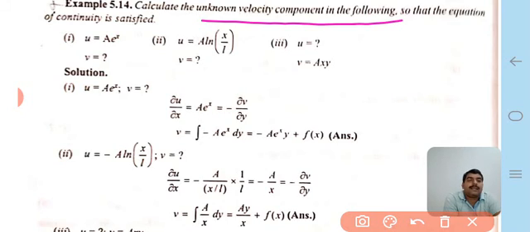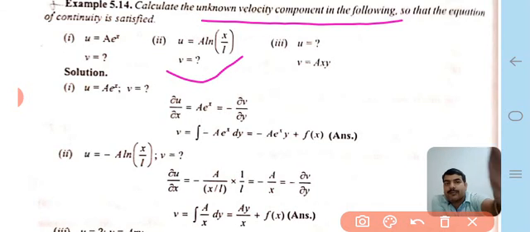Firstly, in this question, calculate the unknown velocity component in the following so that the equation of continuity is satisfied. First, u is equal to a e to the power x and v is to be calculated. Second, u is equal to a ln x upon l, v is to be calculated. Third, u is to be calculated and v is given, that is axy.